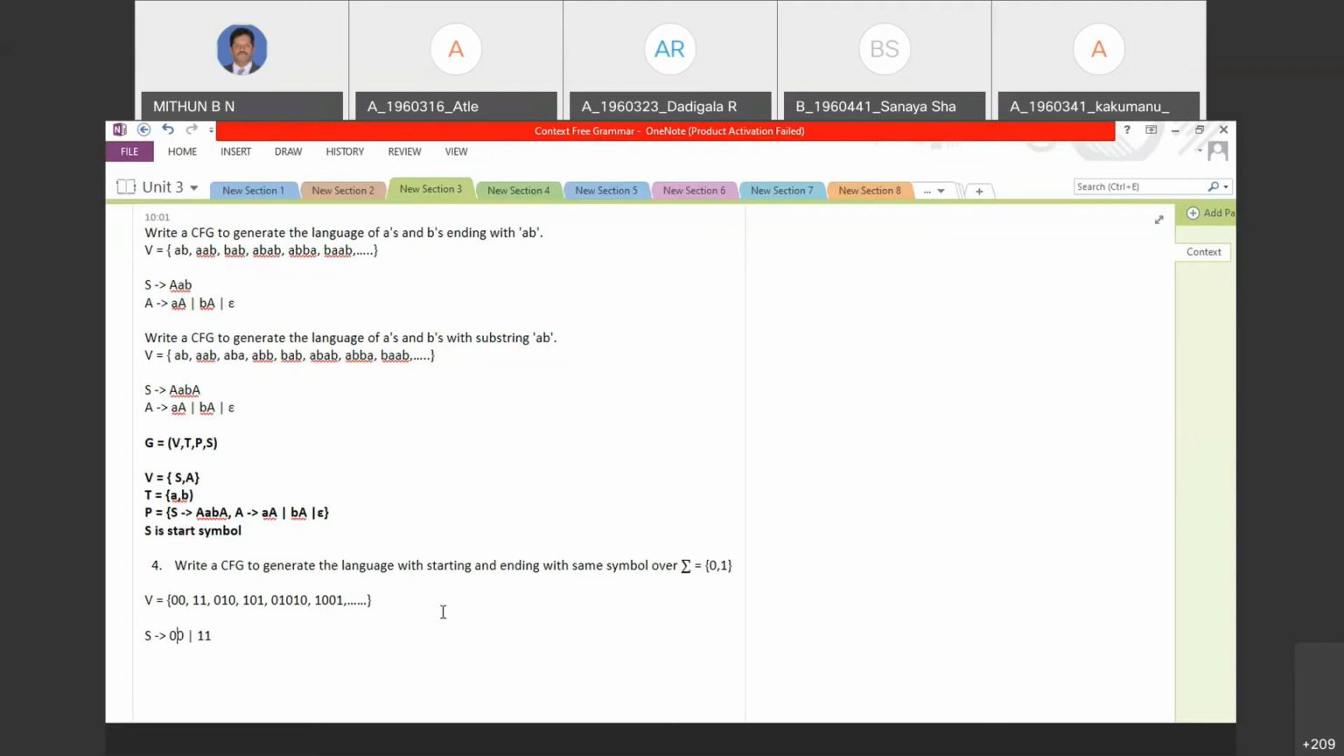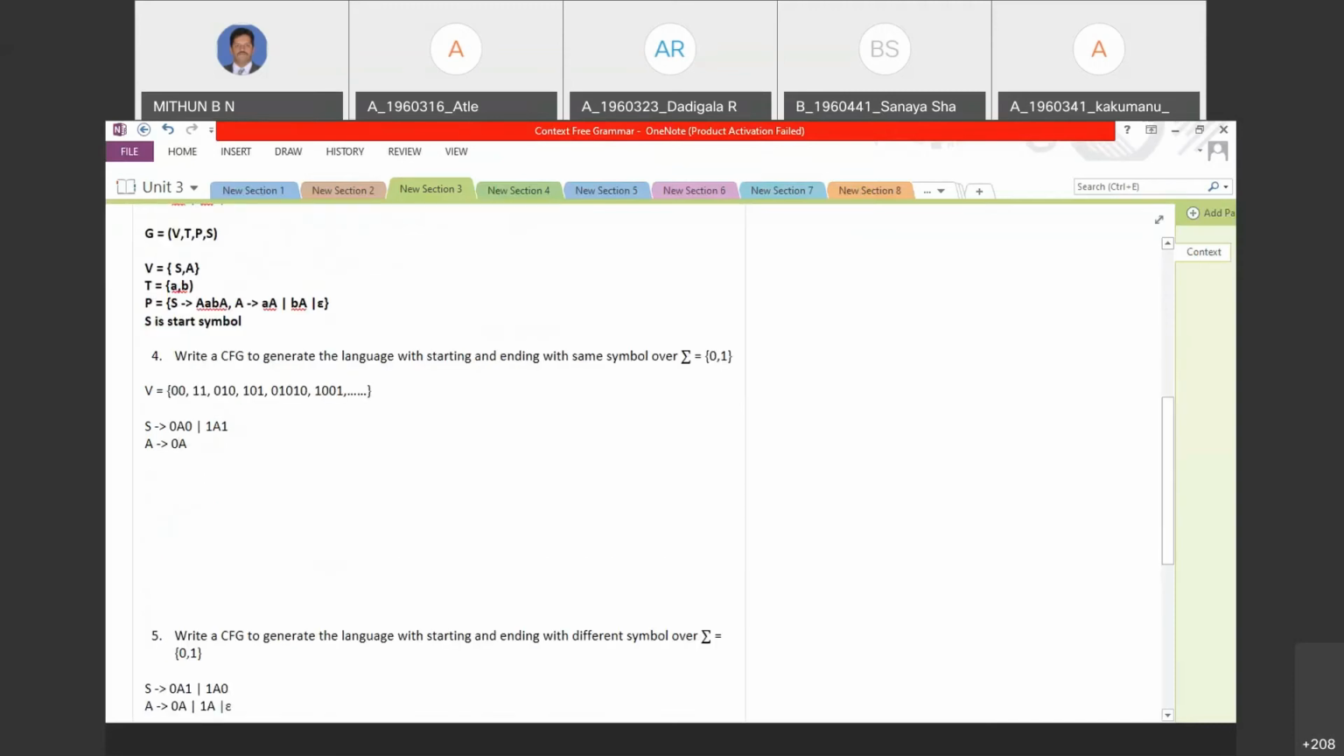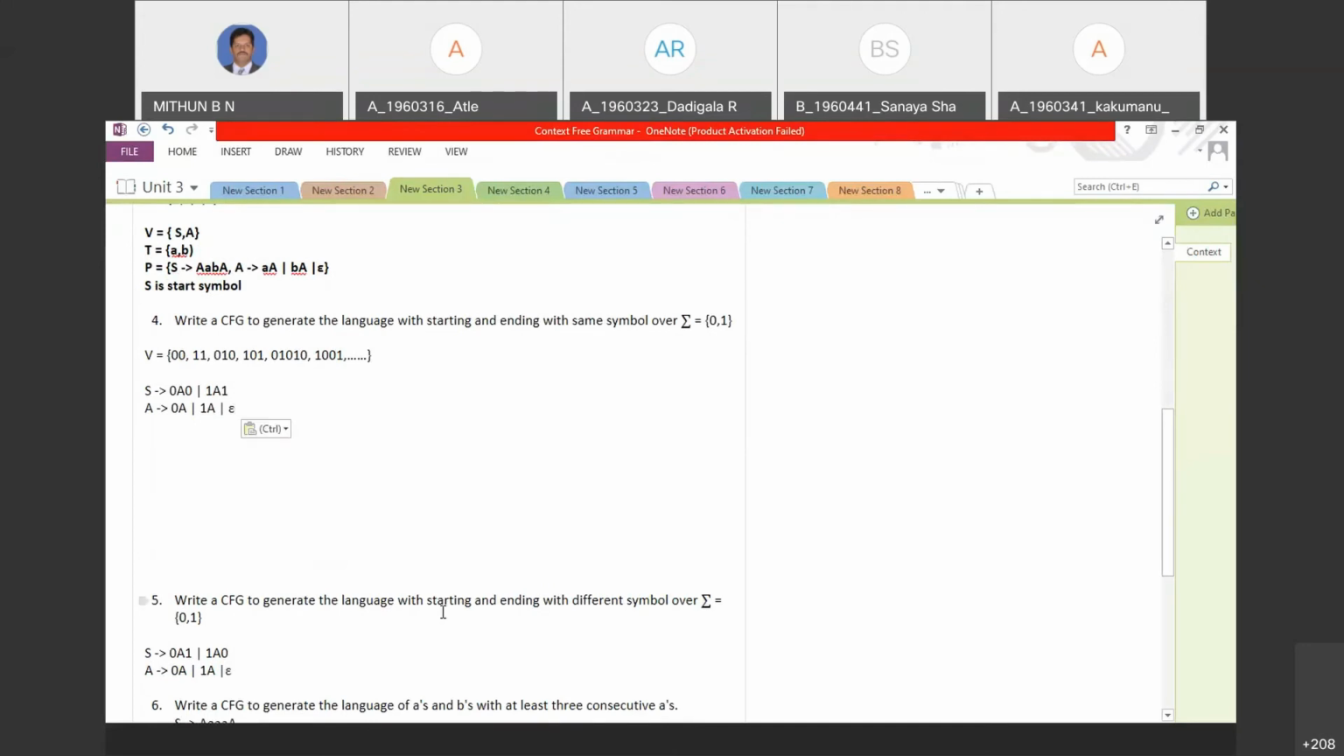What did I tell? Starting symbol and ending symbol should be the same. Is it not? 00, it is starting and ending. So what should be there in between? It can be anything. That anything we represent using uppercase A. A can be replaced by 0A or 1A or epsilon.